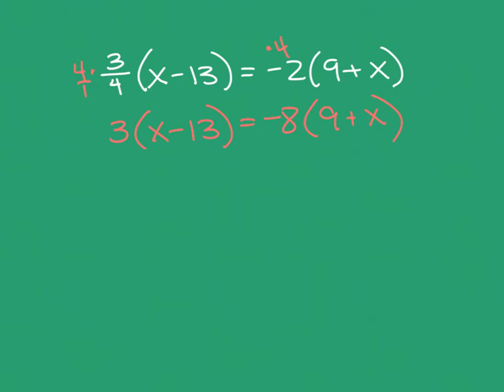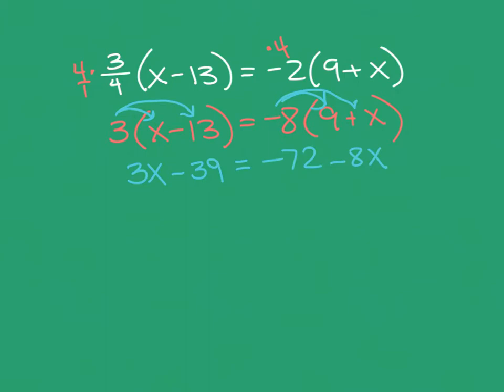And now I'll be multiplying in with my distributive property. That's why we didn't do that before. It was going to happen to it. This is going to be 3x. And 3 times negative 13 is negative 39. Negative 8 times 9 is going to give me a negative 72. And negative 8 times x is going to give me a negative 8x. All right. This is starting to look very, very familiar.